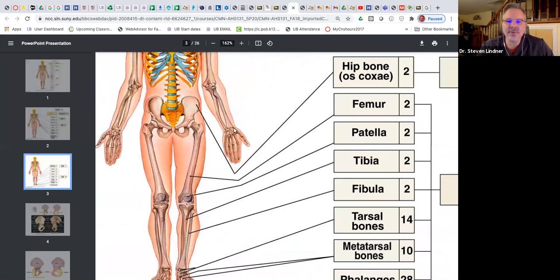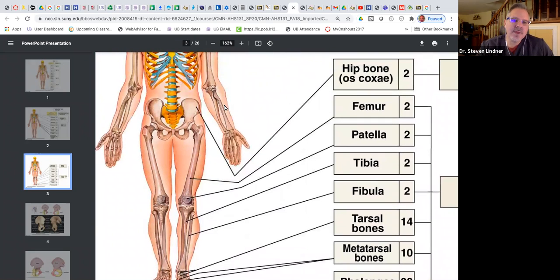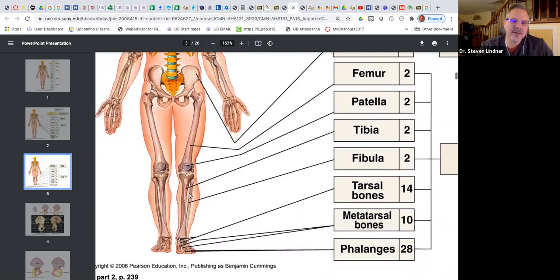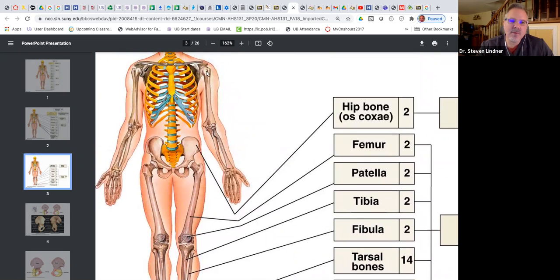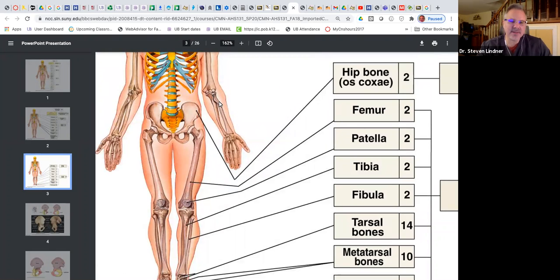And that should sound a little bit familiar because when we did the hand, remember the hand had carpals, metacarpals, and phalanges. The foot has tarsals, metatarsals, and phalanges. In the forearm, we had two bones. In the leg, we have two bones. In the arm, we have a long singular bone. And then in the thigh, we have a long singular bone, right? So there's a lot of similarities between the upper and lower extremity.